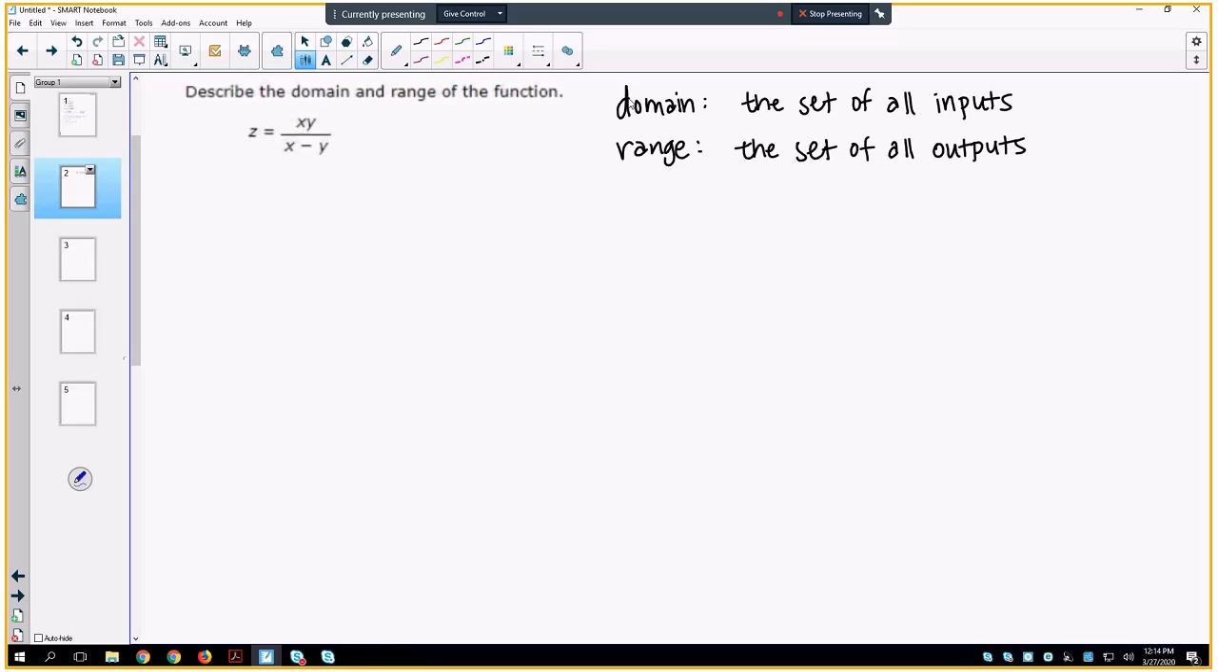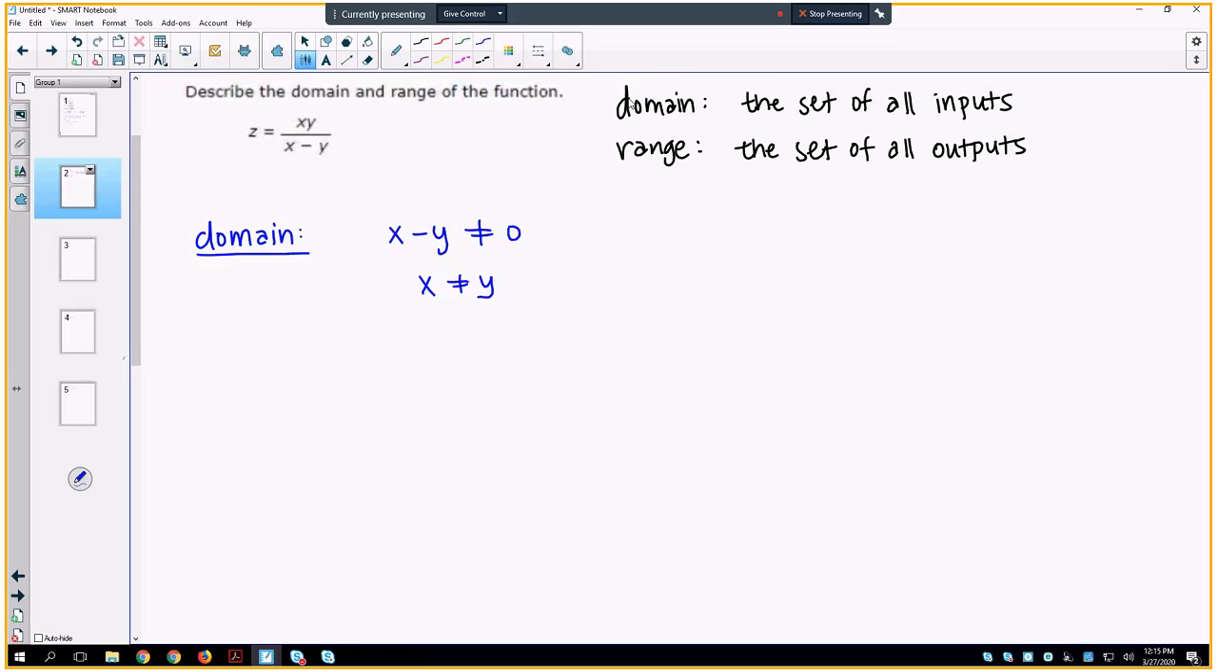So I have a function here that I want to look at. z is equal to x times y divided by x minus y. Let's start with the domain. So just by looking at the function, I can observe that because I can't divide by 0, I need x minus y not equal to 0. That means I need x not equal to y. And I look at it again and I don't see any other issues.